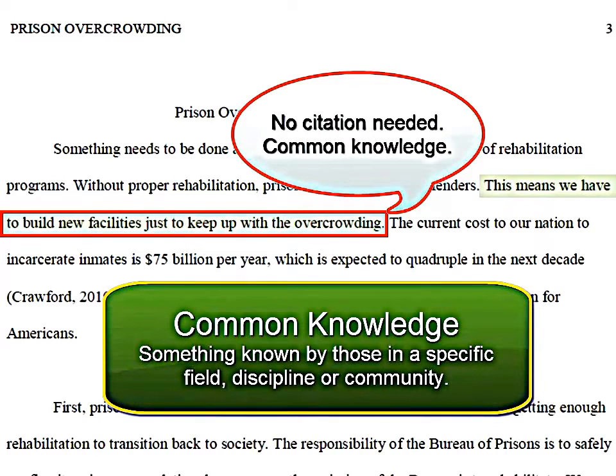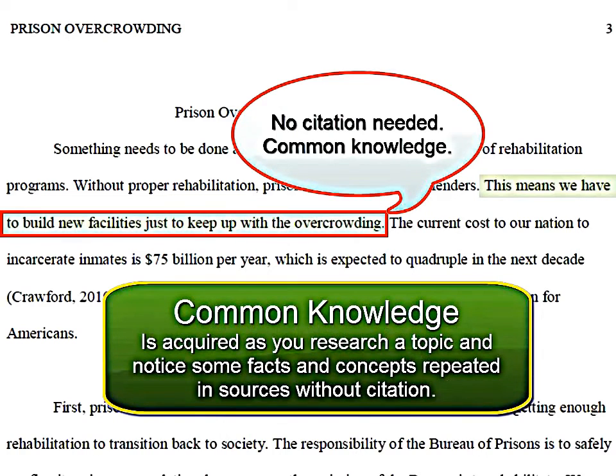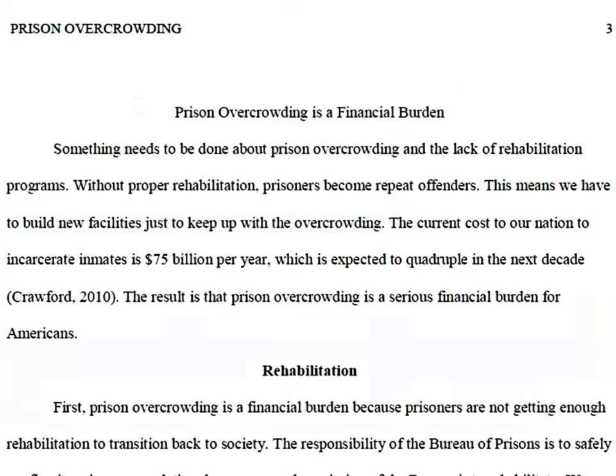Common knowledge is something known by everyone, or nearly everyone, in a specific field or academic discipline. It usually does not have to be cited because it's not associated with a single author. In other words, before writing her paper, Jane probably didn't know that, quote, we have to build new facilities just to keep up with the overcrowding. But once she began studying and reading about America's prison system, it became clear that this is common knowledge among the researchers and writers in this field.